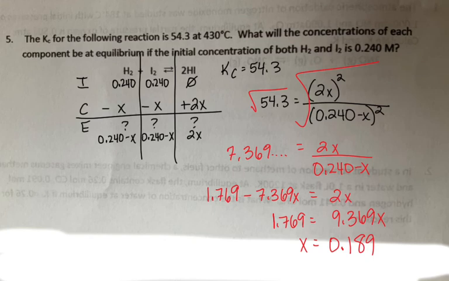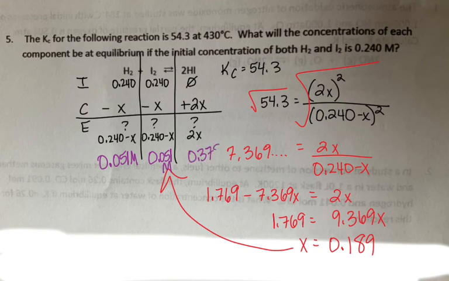Again, that's just the answer for x. To answer the question, I have to plug the x in. And so the concentration of hydrogen, I get 0.051 molar. Iodine is 0.051 molar. And HI is 0.378 molar.